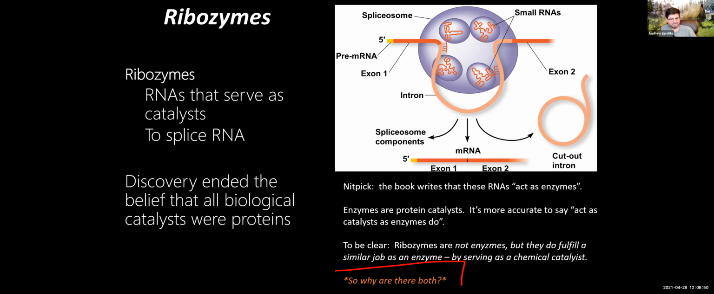So the first cells on Earth were probably filled with RNA. RNA did everything. RNA stored information in a sequence-specific manner, so they were genes, and RNA catalyzed chemical reactions. So they did the work of the cell, and they stored the information of the cell. As evolution went on, DNA eventually emerged.